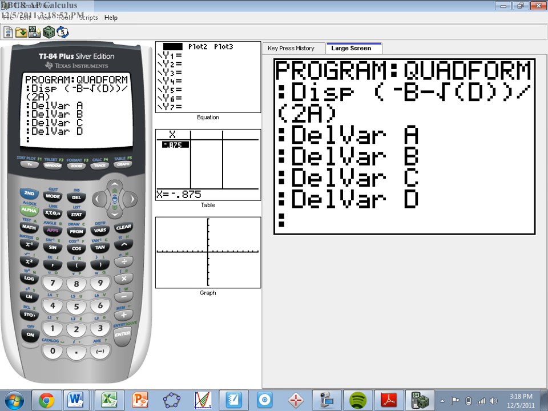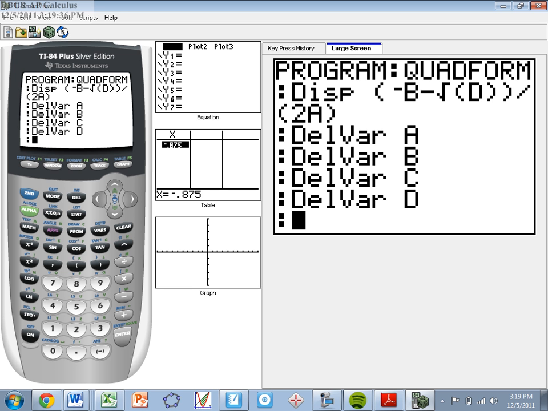You're done with the... I'm in the wrong thing. You got the first line of code on. Negative b plus the square root of d over 2a. Do that again. Negative b minus square root of d, close quote.